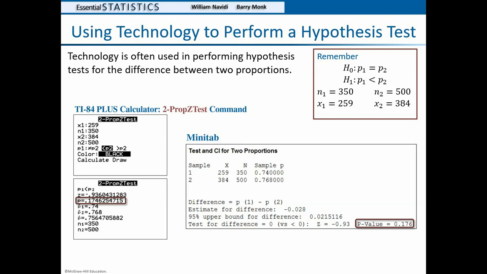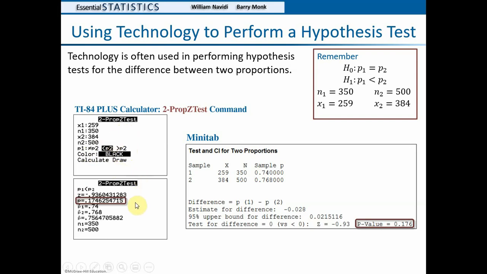So for those of you who are lucky enough to have the TI-84, there is a two proportion z-test that you would go through. You would enter x1, 259, n1, 350. So those are those entries. Then 384, 500. We are going to be P1. So we're assuming P1 is equal to P2. What is the alternate? Is it not equal, less than, or greater than? This is the one that we did, where our P2 population was greater than our P1 population.